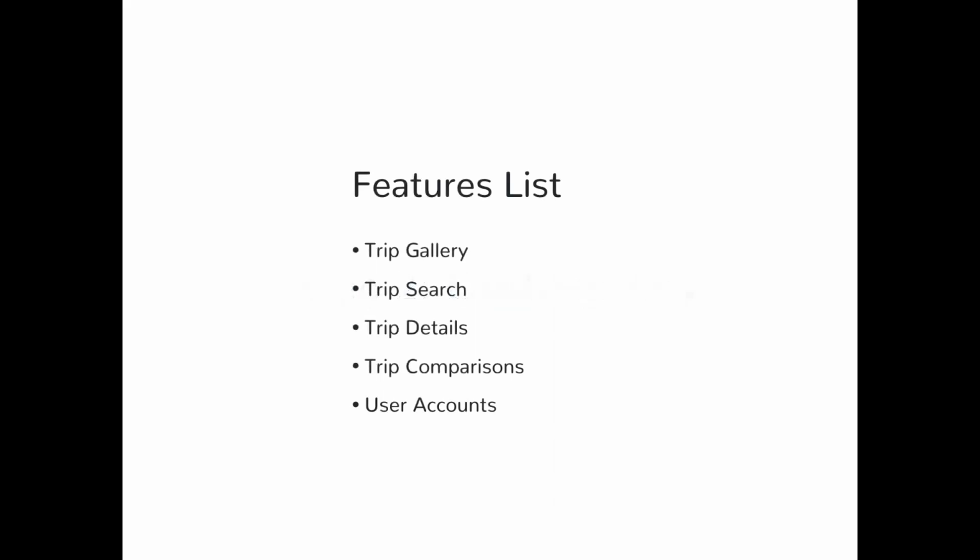So if we come up with a sort of generic features list based on our goals, we're probably going to have a trip gallery, some sort of search function, a specific page for trip details, some sort of comparison tool, and then those user accounts. And that's going to look something like that.